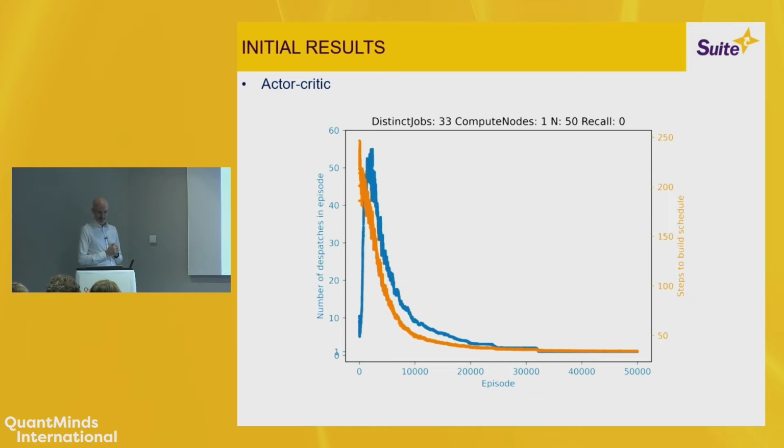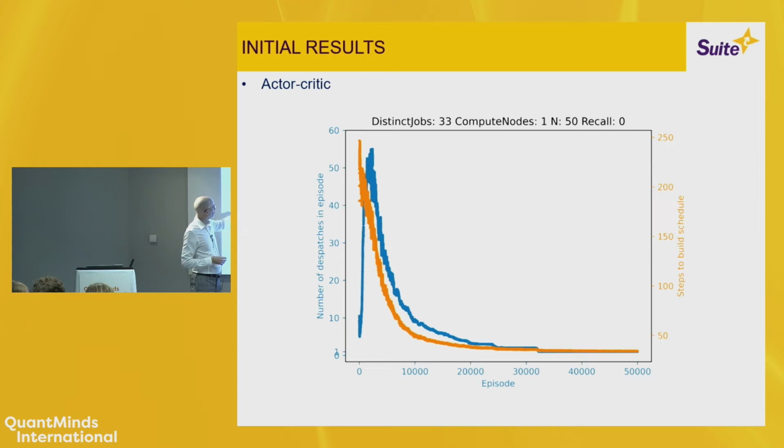So here are some results. This is for the case where we have just 33 jobs and just one node. So this is kind of like an introductory case. The orange graph shows how many steps are required to build the schedule. Here we see how it evolves per episode. At the beginning, it's taking a fairly large number of steps. By the end, it's clearly converged to what would be 34 steps, which would be basically 33 schedules followed by one execute, dispatch.